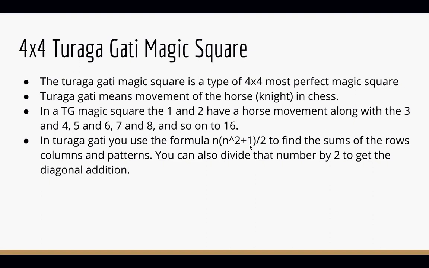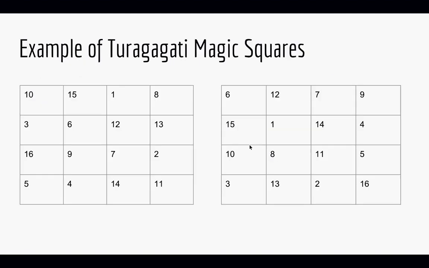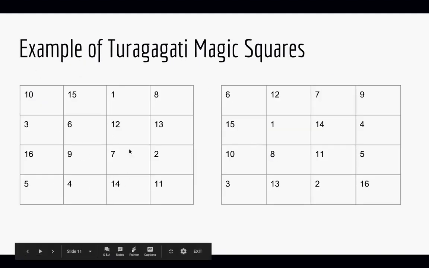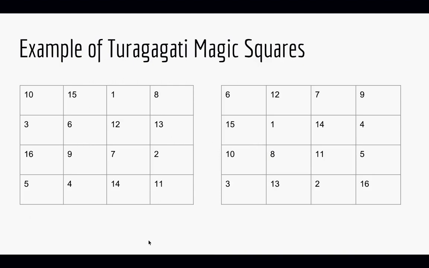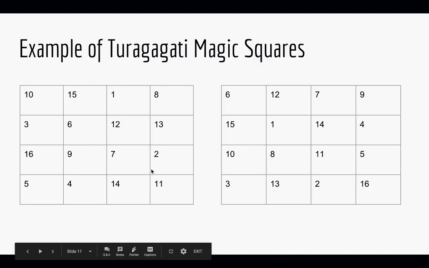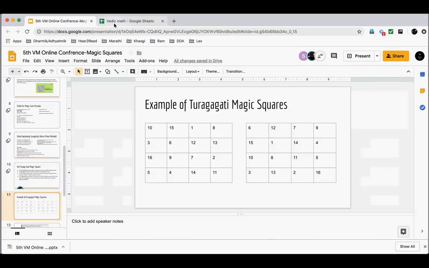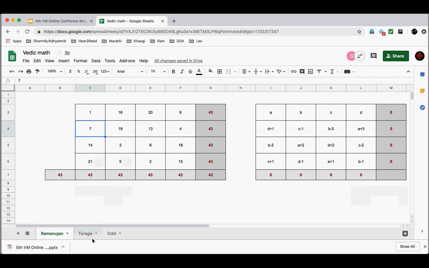So to find the sum of the rows, columns, and patterns, you can also divide that number by 2 to get the diagonal addition, and I'll talk about that more as I explain how to make them. So here are some examples of Turagagati magic squares. Turagagati magic squares are most perfect magic squares. As you can see, these are Turagagati, and I'll show you how to make Turagagati magic squares.